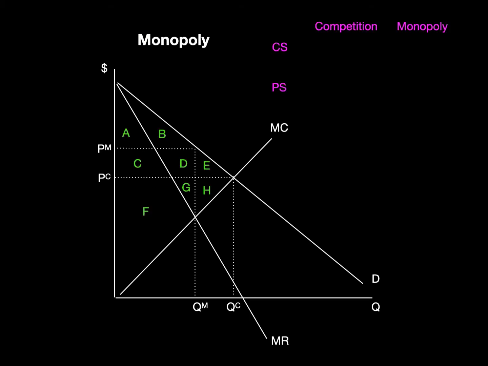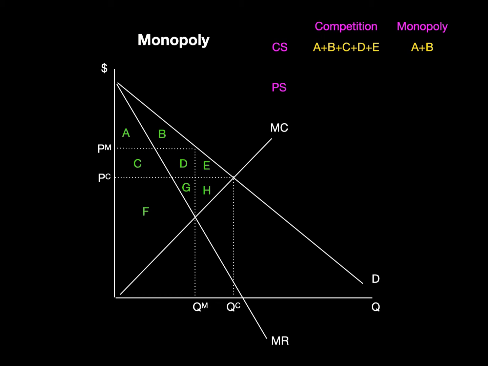Now let's compare the economic welfare under perfect competition and single price monopoly. First, what is the consumer surplus under perfect competition? Consumer surplus is the area below the demand curve and above the price, which in this case is PC. So under perfect competition, the consumer surplus is A plus B plus C plus D plus E. Now what is the consumer surplus under monopoly? Once again, it is the area below the demand curve and above the price. Now the price is PM.